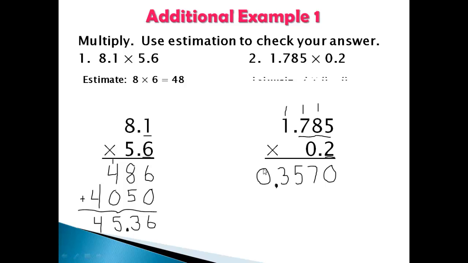So our answer is 0 and 3,570 10,000ths. For our estimate, we can say that 1 and 785 thousandths is about 2, and 2/10 is about 0, and 2 times 0 would be 0. So our answer, 0 and 3,570 10,000ths, is close to 0.